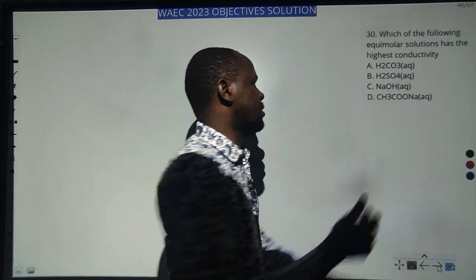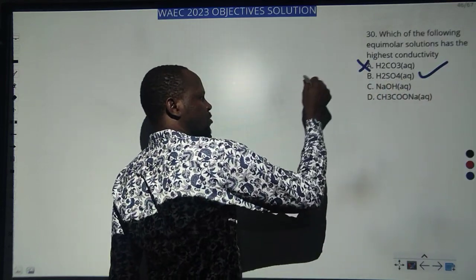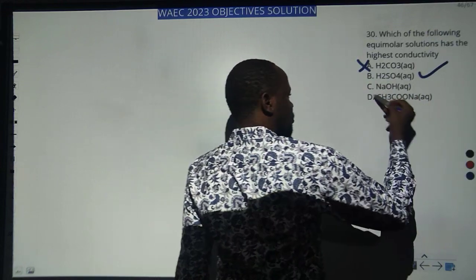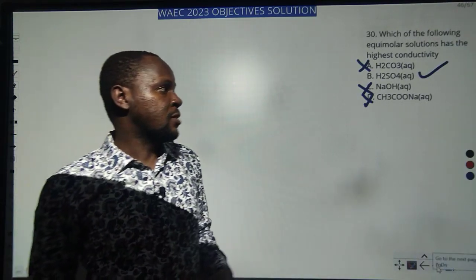So if you check all of these, this is a weak acid, this is a strong acid, and the basicity of this one is 2. So this one is 2H plus, SO4 2 minus. NaOH basicity is 1. This is also a weak base. So the answer is what? H2SO4.